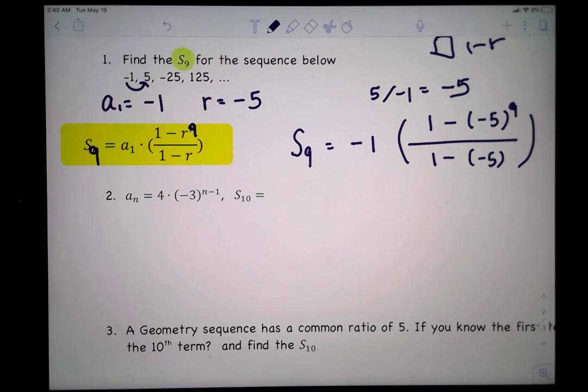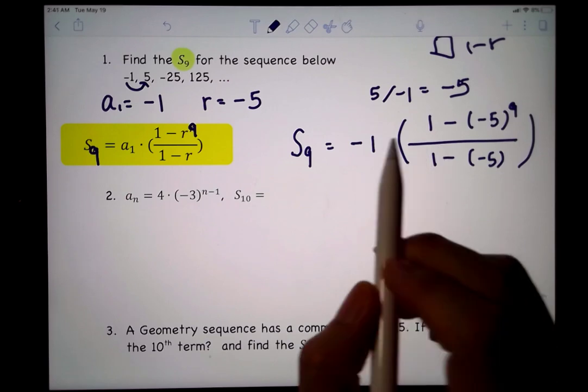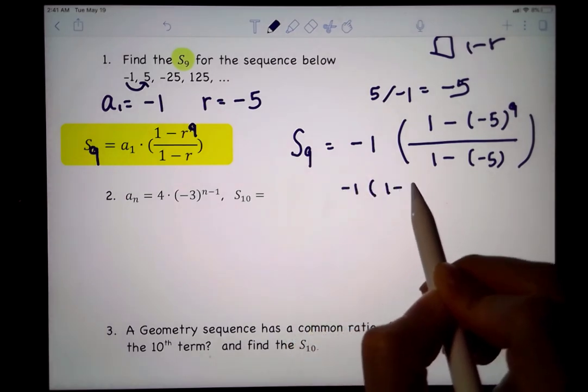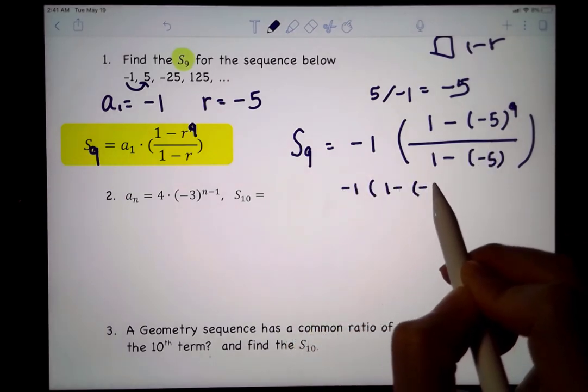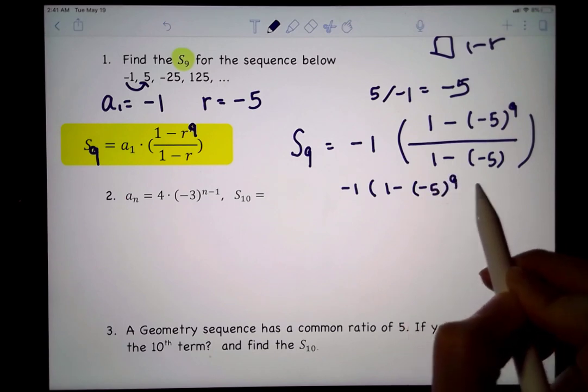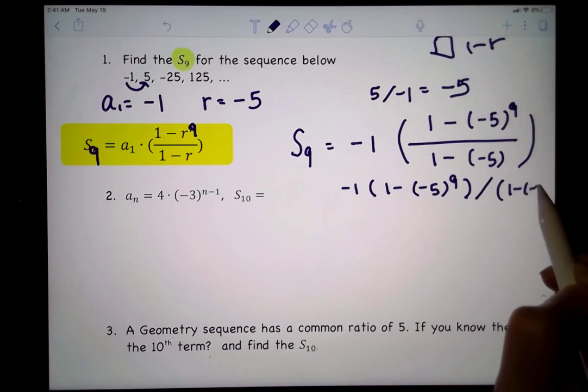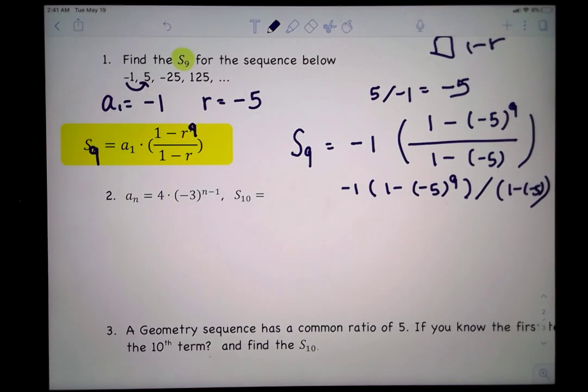On my calculator, you just type -1, parentheses, 1 minus, another parentheses, -5 to the 9th power, divided by 1 minus -5, like that. When you calculate that one, I'm going to use my cell phone to calculate it, just like you. So -1 times 1.